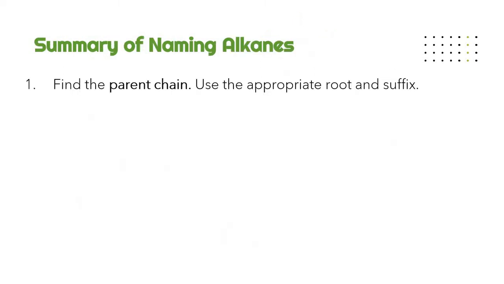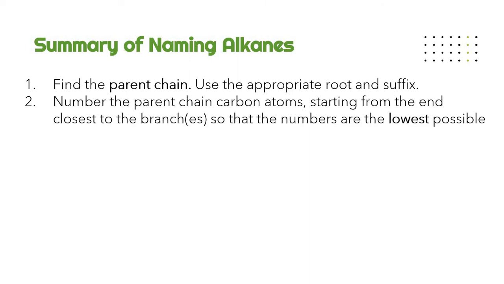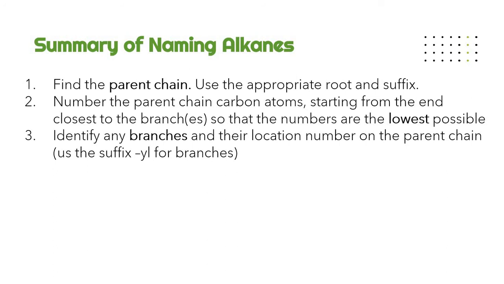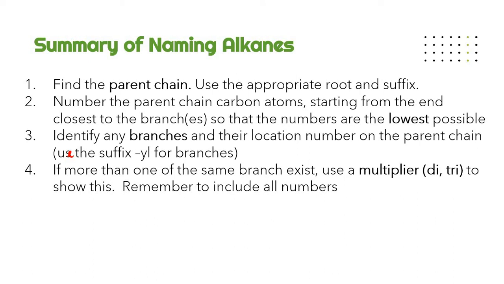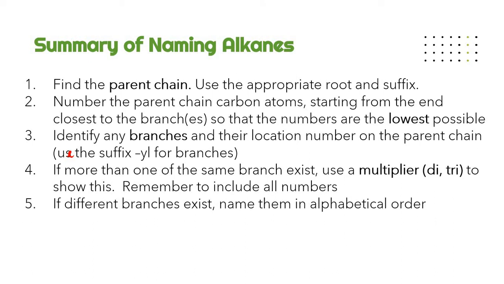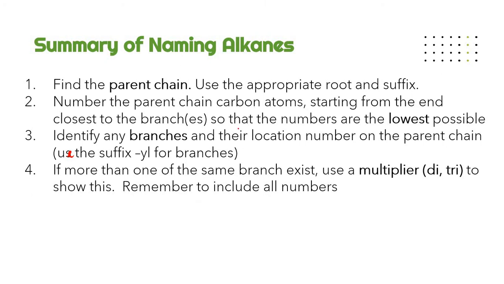Summary: find the parent chain, use the appropriate root and suffix, number the parent chain carbon atoms starting from the end closest to the branches so that the numbers are as low as possible. Identify any branch and its location number on the parent chain. Use the suffix -yl for the branches. If more than one of the same branch exists, use a multiplier to show this. Remember to include all the numbers.